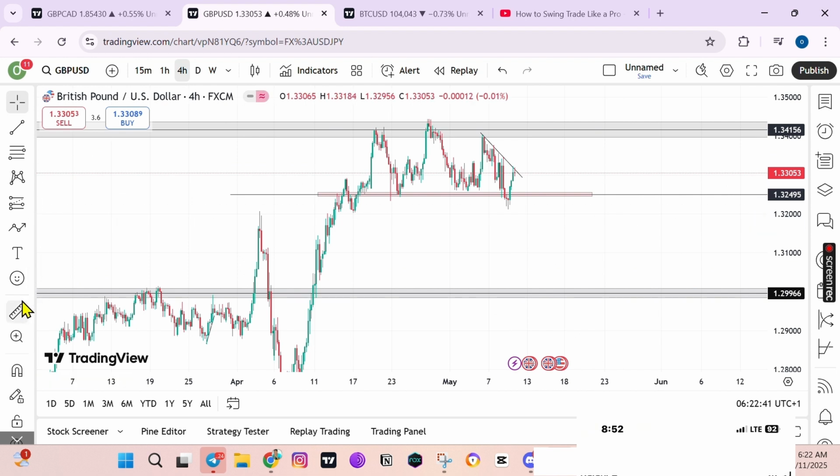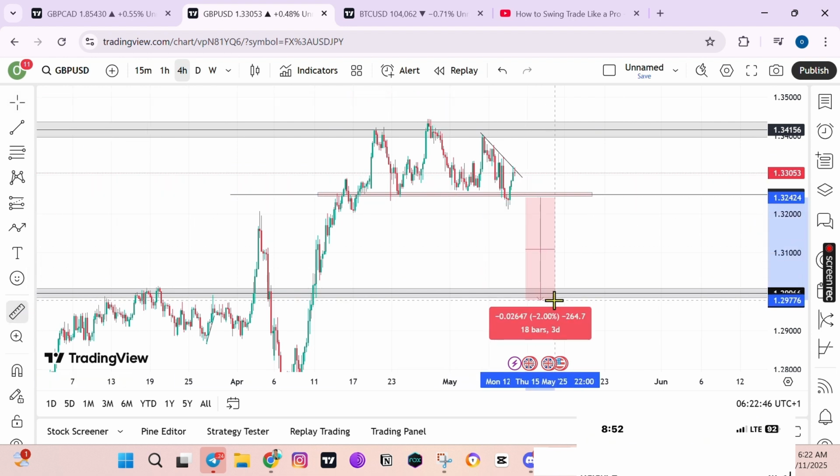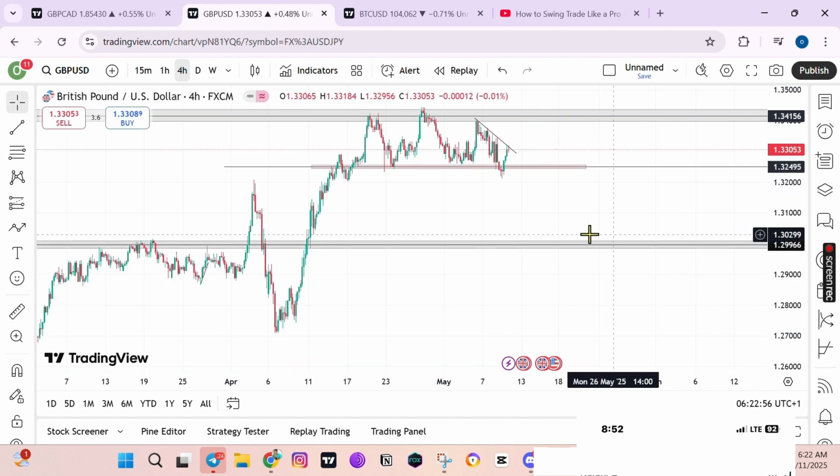I'm expecting the market to drop from this area to here. That is a potential 250 pips move, right? And also I'm not expecting it to actually drop lower, but let's come to this particular level right now. Then after the market hits this level, we can now actually know what else to do, right?